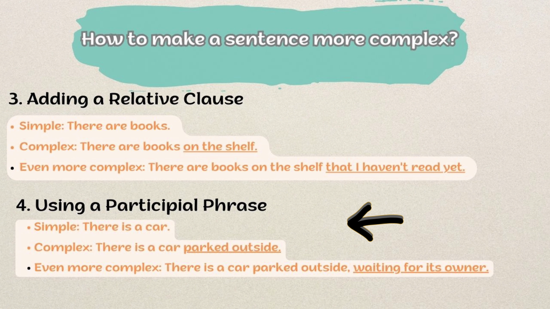For example, there is a car. Complex form: there is a car parked outside. And even more complex: there is a car parked outside waiting for its owner. Both phrases, parked outside and waiting for its owner, explain the reason for an action.